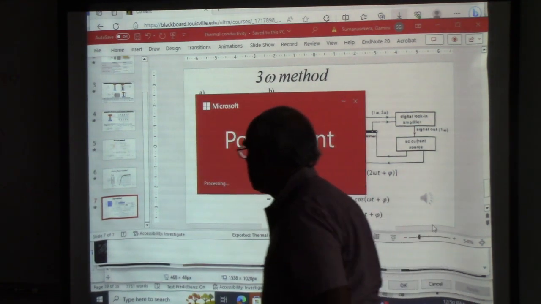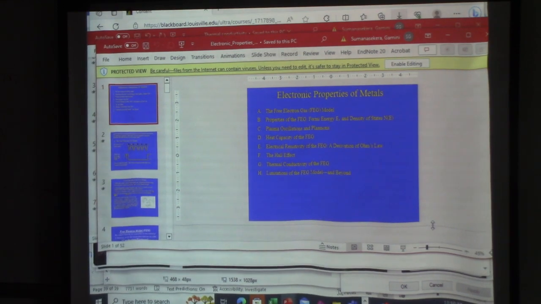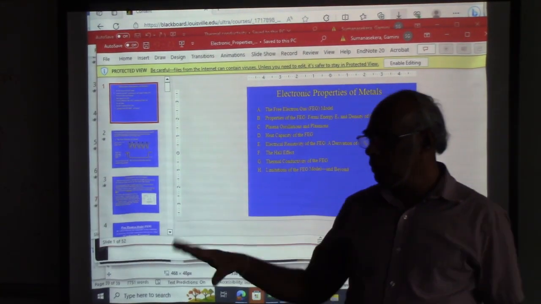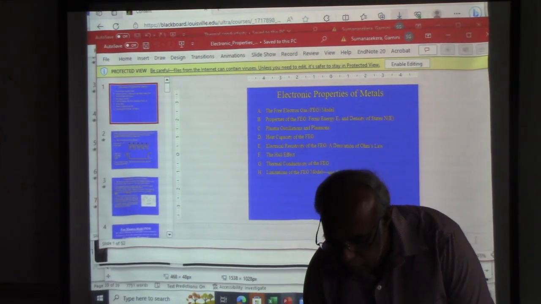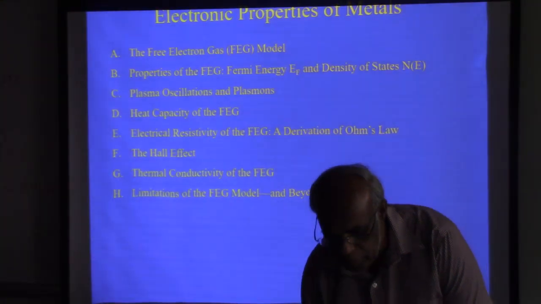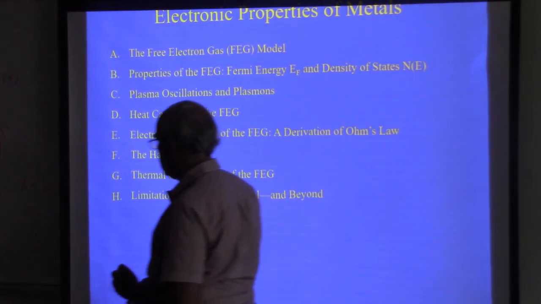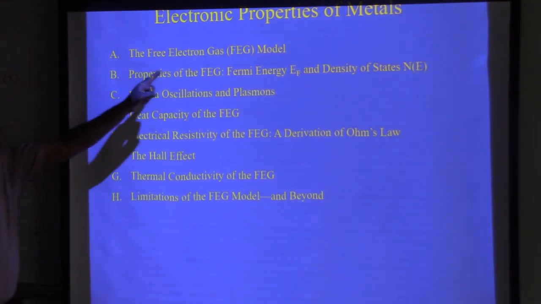Okay, so today we are going to talk about electronic properties. First we start with metals, then we'll go to the semiconductors, and maybe a little bit about dielectrics. So today I'm going to give a very brief introduction about something called the free electron gas.